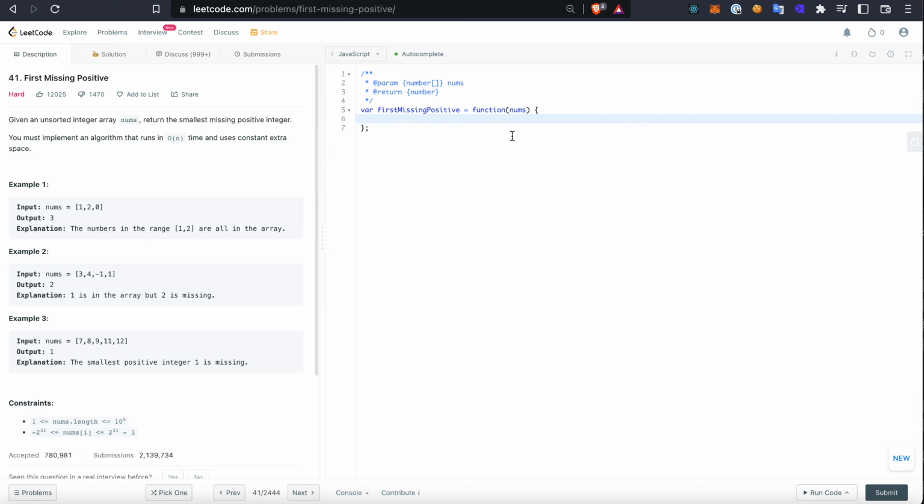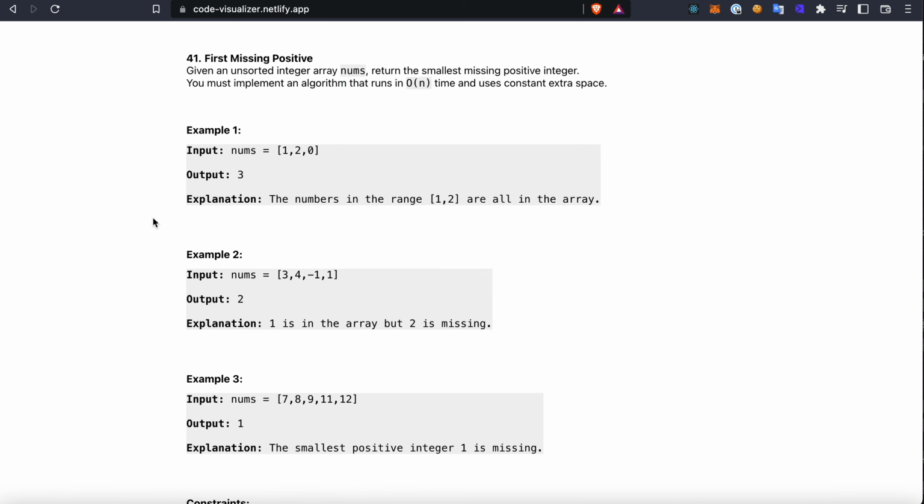Today we'll be looking at problem 41, first missing positive number. As usual, the 3 steps of solving any problem are 1. Understand it, 2. Visualize it, and 3. Implement. So, given an unsorted integer array nums, return the smallest missing positive integer.